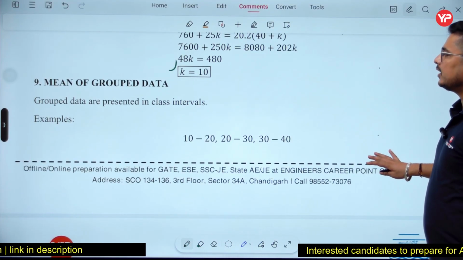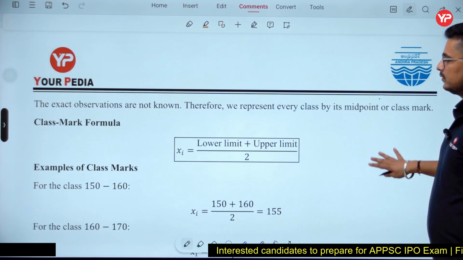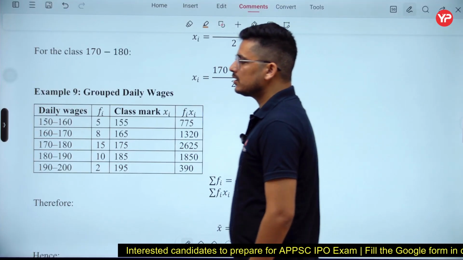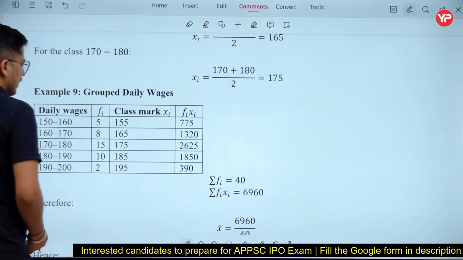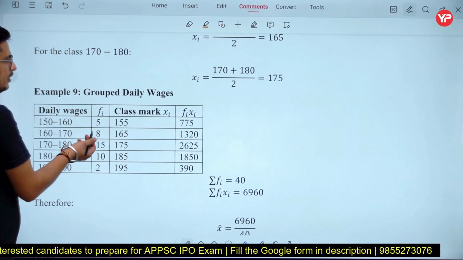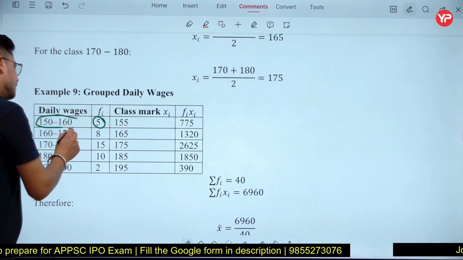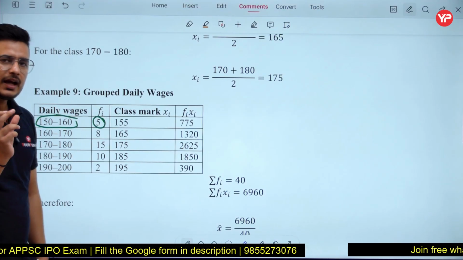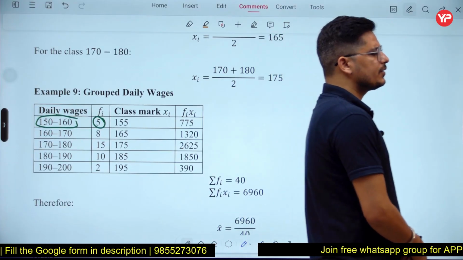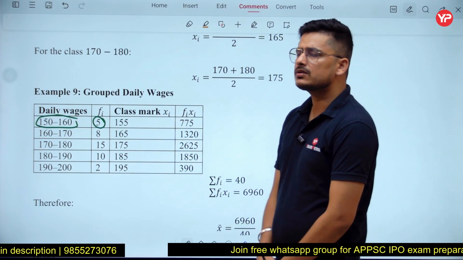Mean of grouped data. This time the data is grouped. Grouped data means what? Let us discuss this. This time the data is given to you like we are having 5 daily wages and frequencies given to you, that 5 persons whose daily wages lie between certain values. This time we are not having the accurate value, because whenever we are having a large number of observations, writing each and every value is not easy for us.